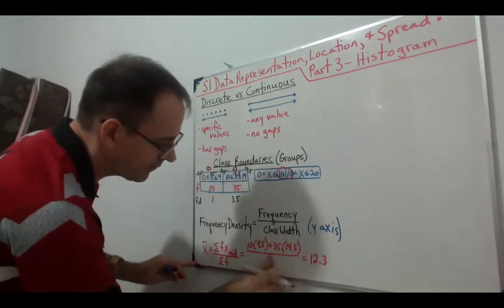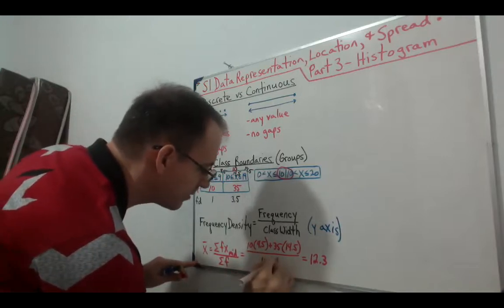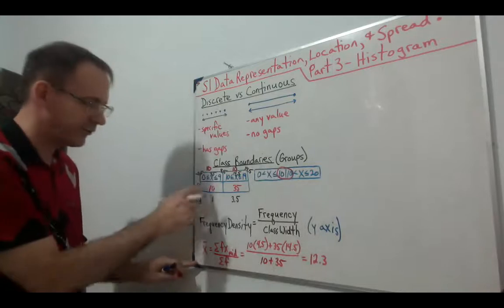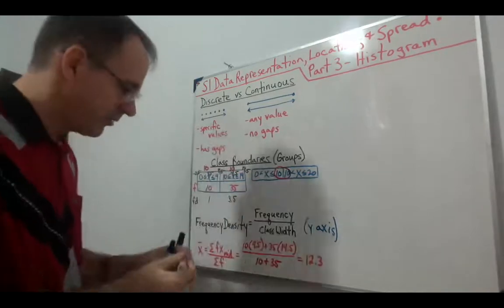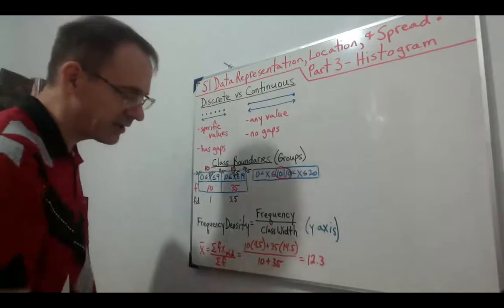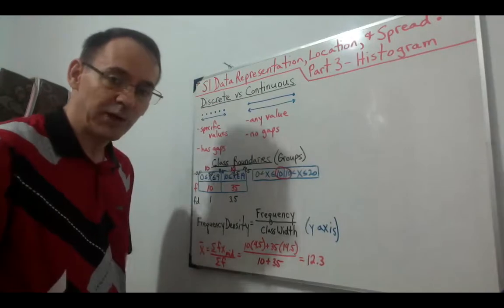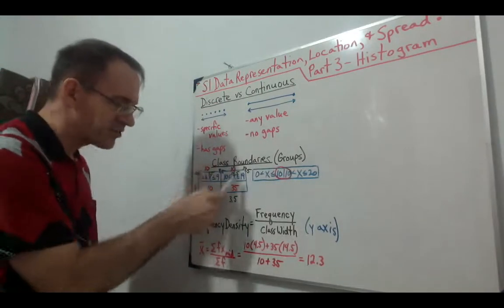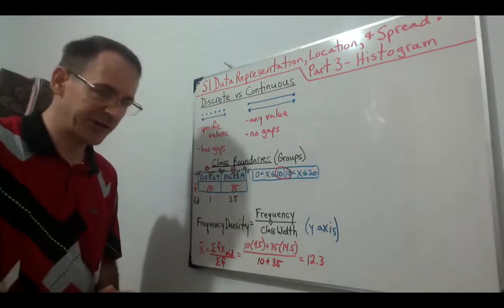I put 45, but if we write it separately, it would be 10 plus 35, the sum of your frequency. So 10 and 35 gives us 45. So when you work this out on your calculator, you get a mean of 12.3 for this very small chart that I put here just as an illustration.